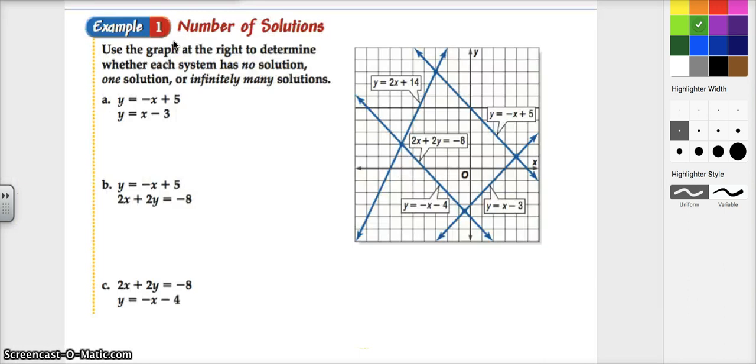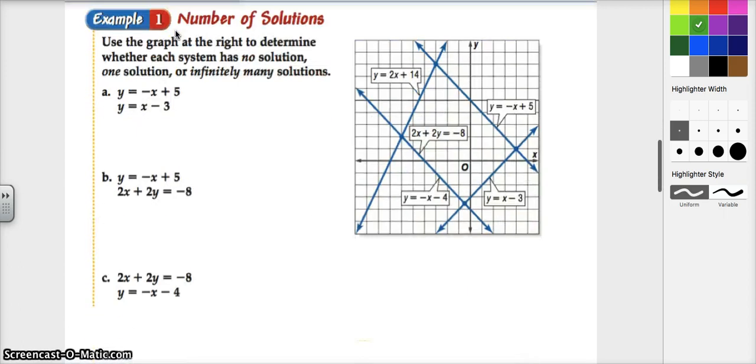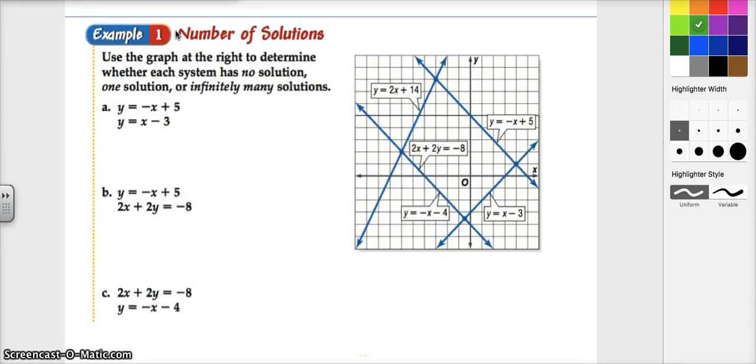Here we are in example 1, and what we're looking for is the number of solutions based on the graphic we talked about above. Fortunately for us, they actually graph the equations. Use the graph at the right to determine whether each system has no solutions, one solution, or infinitely many solutions.